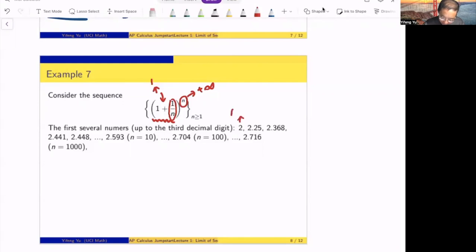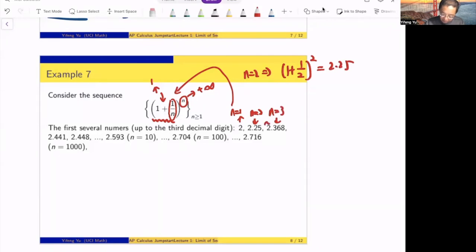If you plug n equal to 1 in here, you just get 2. If you plug in n equal to 2, you get 1 plus 1 over 2, to the power 2, so this is 2.25. And then, of course, you can also plug in n equal to 3, and this is approximately 2.38. It's not exact, but approximate.